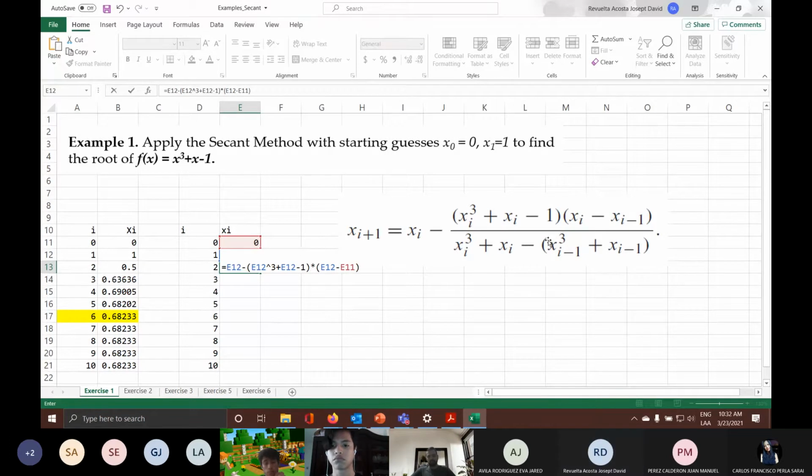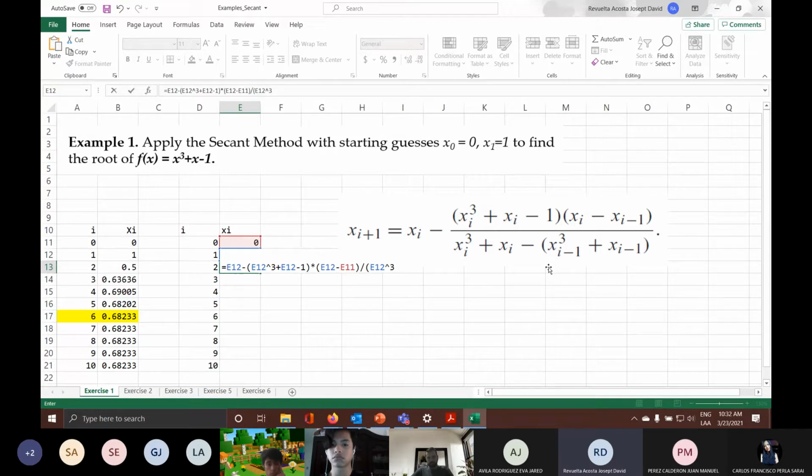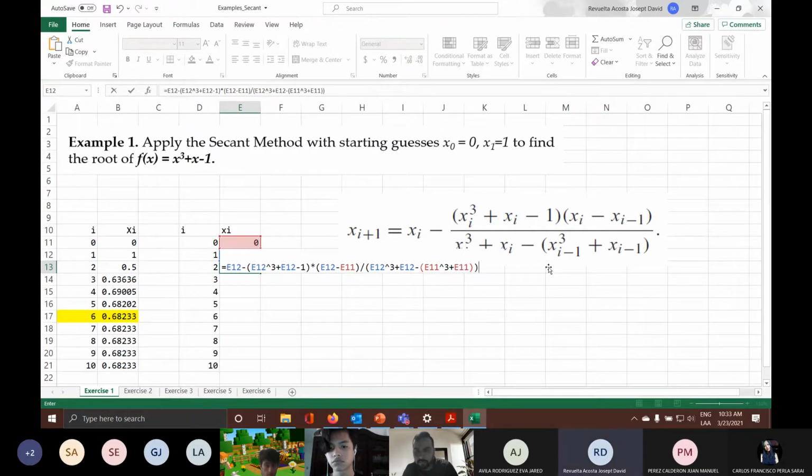So I close it, and then I'm going to actually divide it. I'm going to divide this one by what I have on the bottom. So on the bottom, I have xi, which is equal to xi^3 plus xi, minus the parenthesis, which is going to be x(i-1) to the power 3 plus x(i-1). Is that right? ¿Están de acuerdo qué es eso?